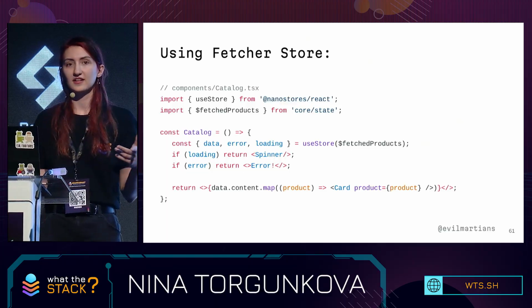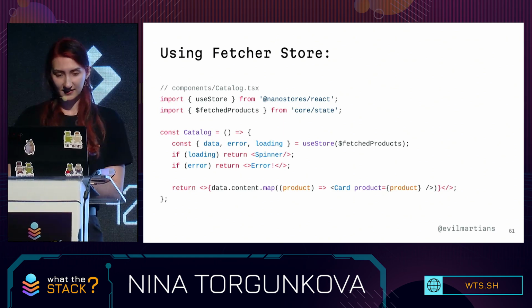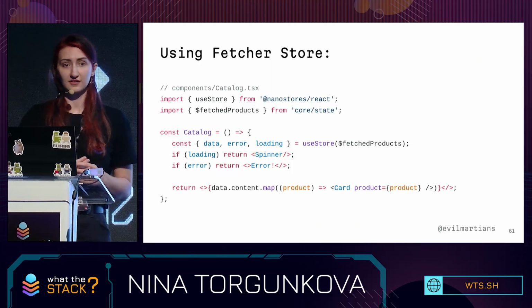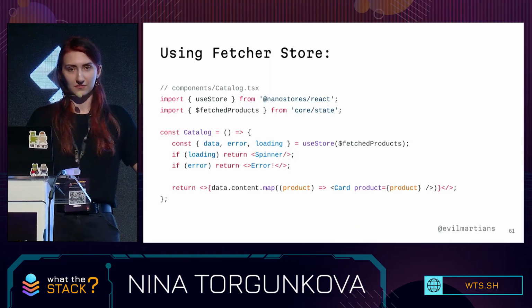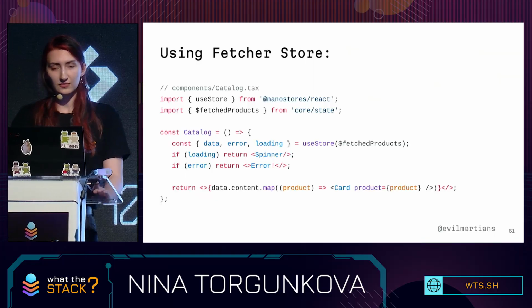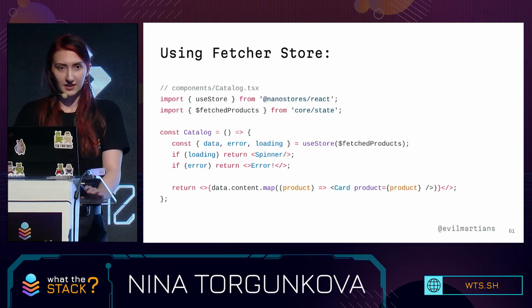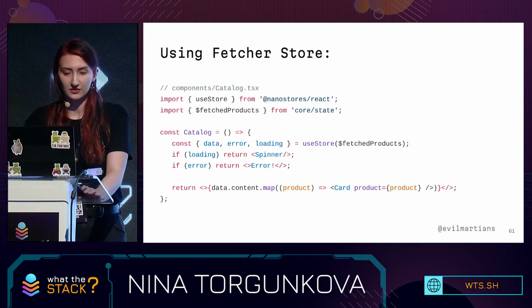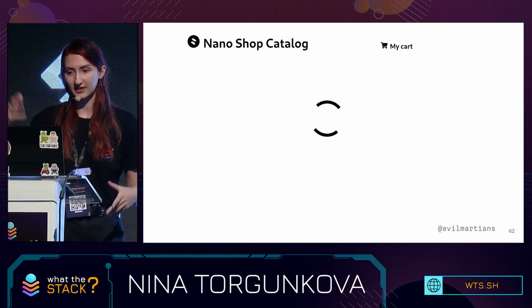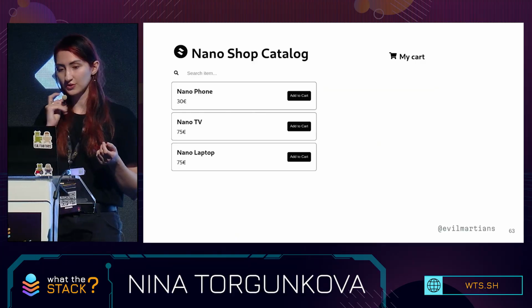Using fetcher store is exactly the same as atom stores or computed stores, with just a slight difference that now we have not only data, but also a loading flag and error flag. So when loading flag is true, we can show a spinner in our component, or if it's error, it means that loading finished unsuccessfully and we can show error. In other case, we just map the content of our data. Here it is. So when the data is pulled from server, we show spinner. Then when loading is finished, we show the list.